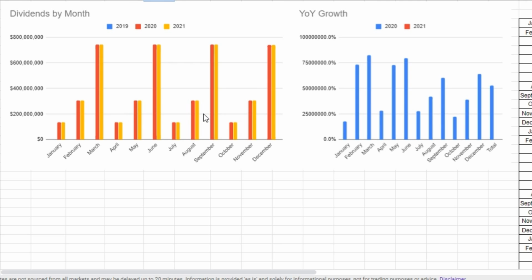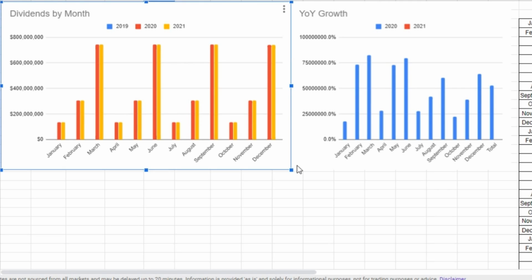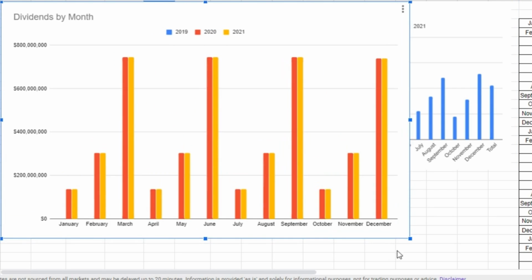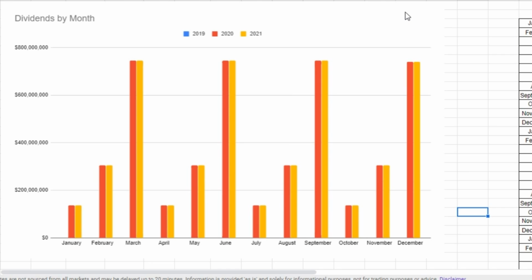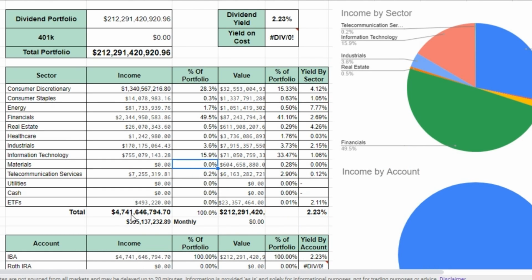But looking at old Uncle Warren here, you can see that this is pretty wild month over month dividend value. You're looking at something that yields about $4.7 billion every single year.